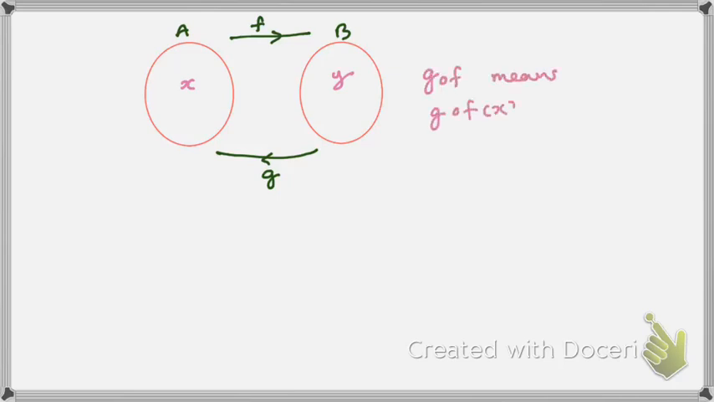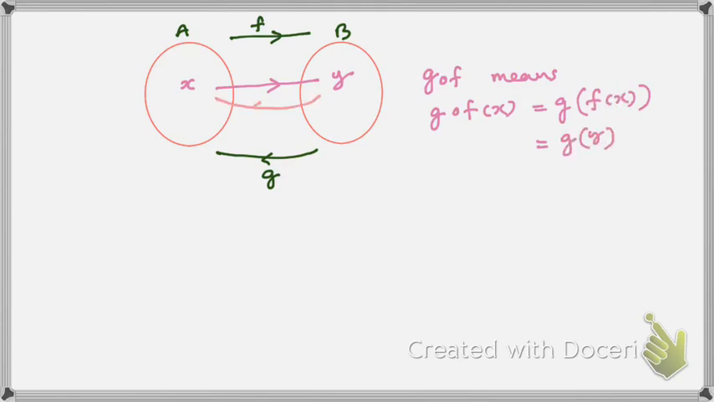Look at this one, g of f. We have seen this before. G of f means a composite function. Composition of f and g is called g of f. So g of f means g of f of x, which means g of, in brackets, f of x. That's the meaning of g of f of x. And what is f of x? Under f, x is getting mapped to y, or I can say f of x is y. So this f of x will be replaced by y.